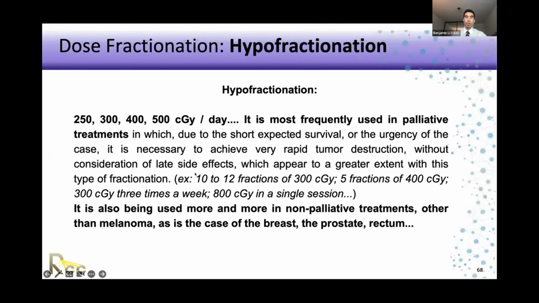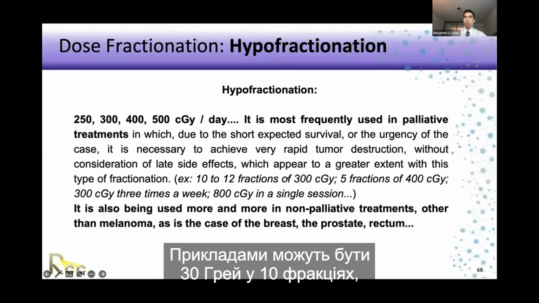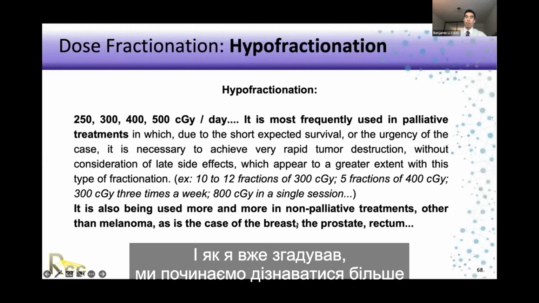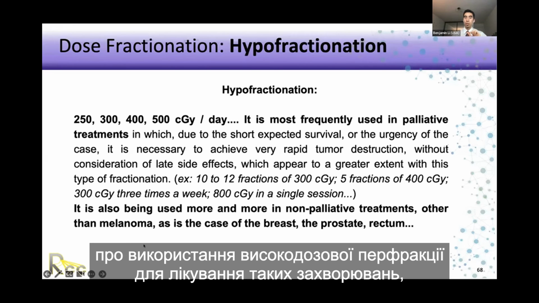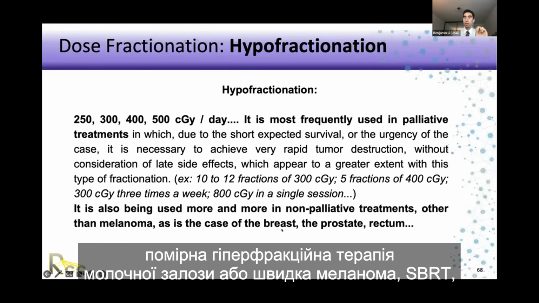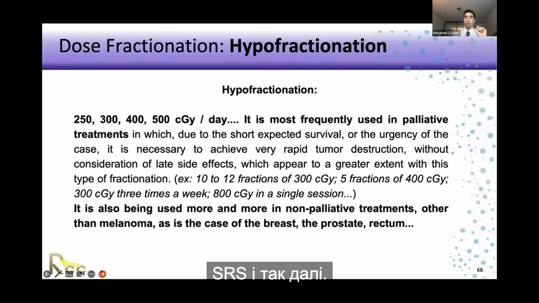Examples might be 30 gray in 10 fractions, 20 gray in 5 fractions, or 800 centigray in 1 fraction. And as I alluded to, we're starting to learn more about using high dose per fraction for curative treatments like prostate SBRT or prostate moderate hypofractionation, breast moderate hypofractionation, or fast forward, melanoma, SBRT, SRS, etc.